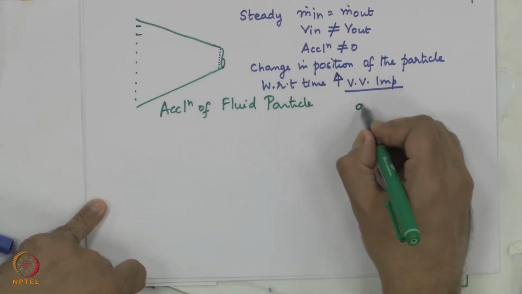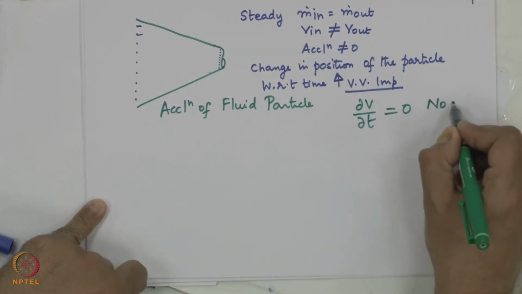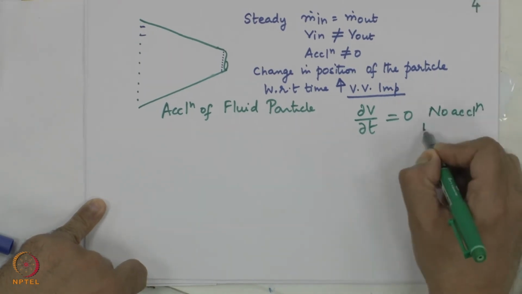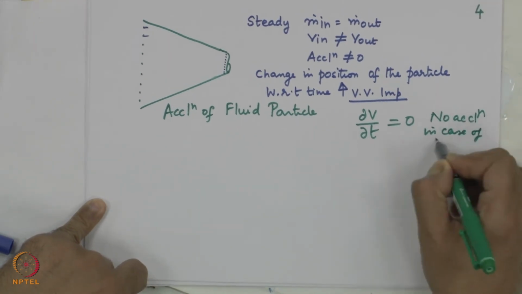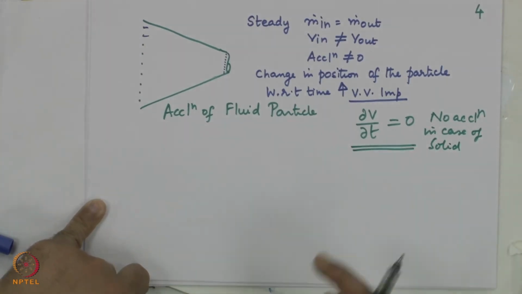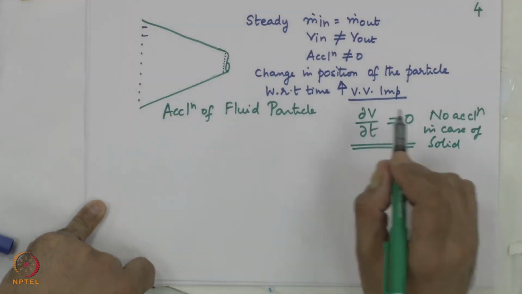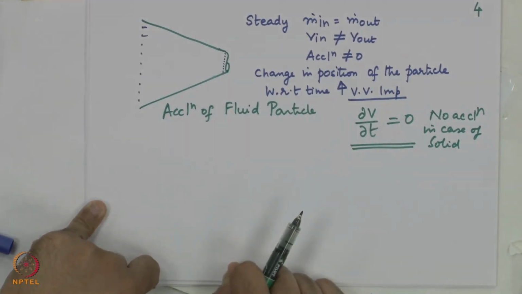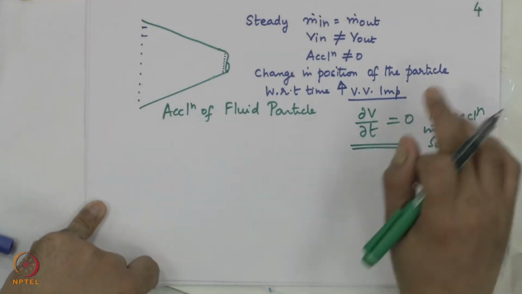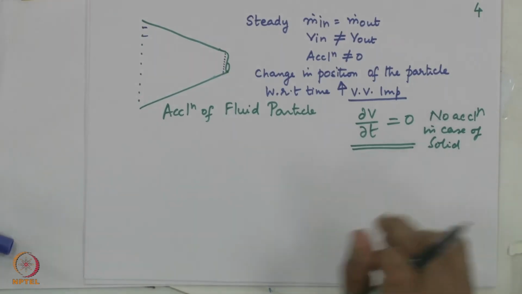Acceleration of a solid, dv by dt equal to 0, no acceleration in case of solid. In case of fluid, this alone is not enough. Several other terms will come which represent the change in position of the fluid particle. That change in position coupled with change in velocity with respect to time would be the complete definition of the fluid particle acceleration. More on that in the next module.